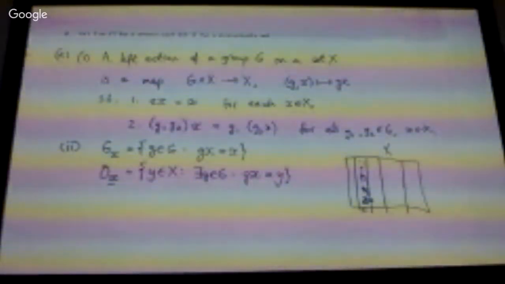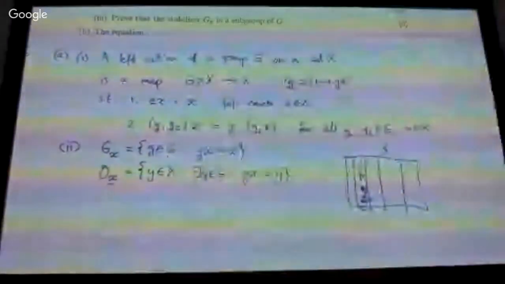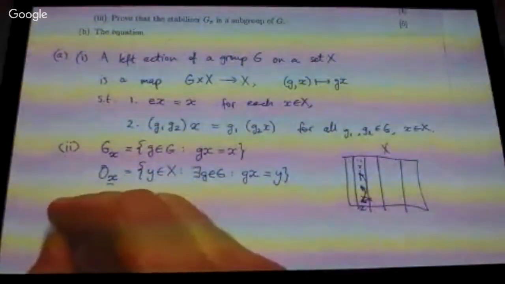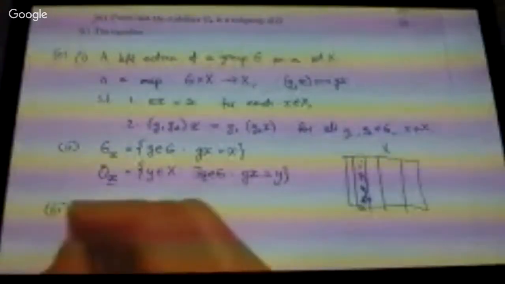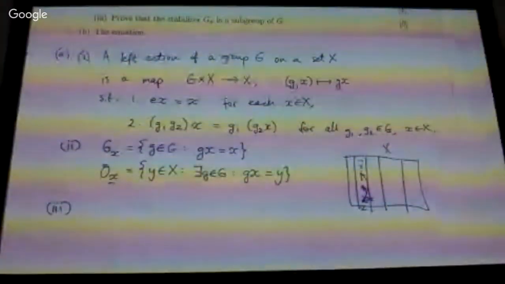And what was the third thing? That's point 3. Point 3 wants you to prove that the stabilizer is a subgroup.